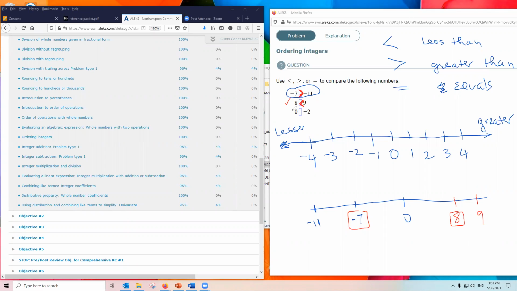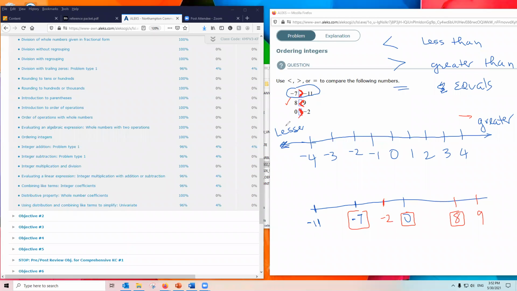All right, let's do the last one, 0 compared to -2. Well, I'm noticing 0 is to the right of -2. But if a number is to the right, it's a greater number. So I'm going to put a greater than symbol here.